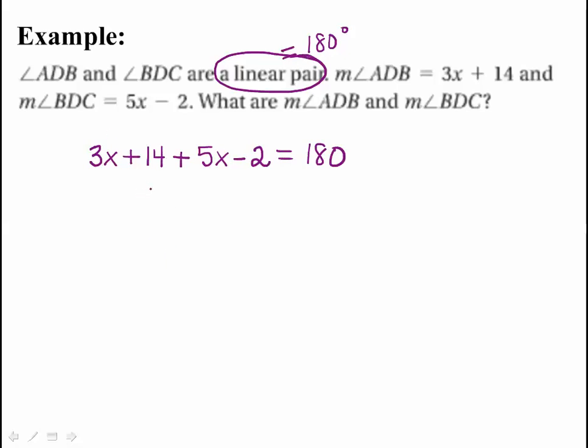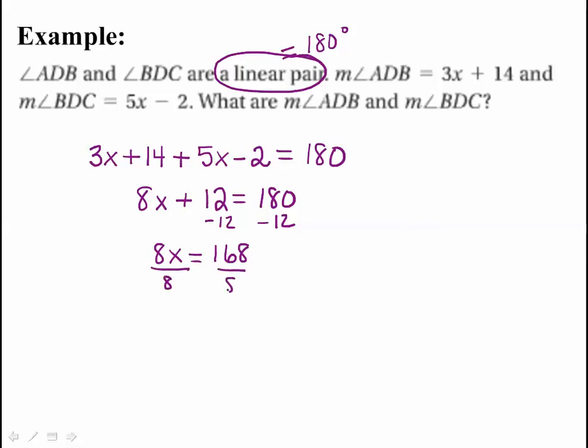Again, I solve the equation by combining like terms, giving me 8x plus 12 equals 180. I subtract 12 from both sides, giving me 8x equals 168. I divide by 8, and x is 21. Now, to find the measure of each angle, I substitute my x value back in.